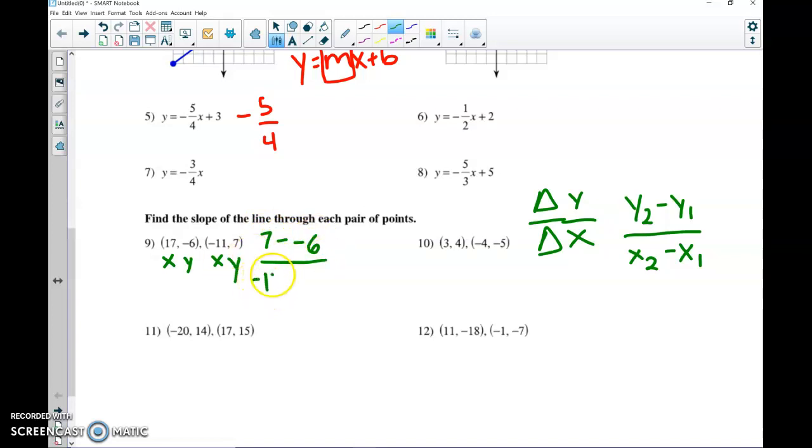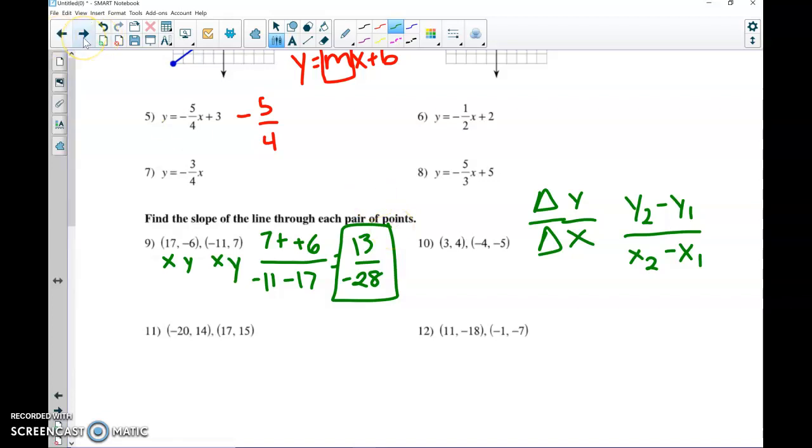Then I have negative 11 minus 17. So 7 minus a negative 6, remember we have same change here, so it's going to turn into a plus. So 7 plus 6 is 13. And then negative 11 minus 17 is a negative 28. And then again, like I said before, if you can simplify, you should, but we can't simplify 13 over 28. So we have 13 over negative 28 as our answer there.